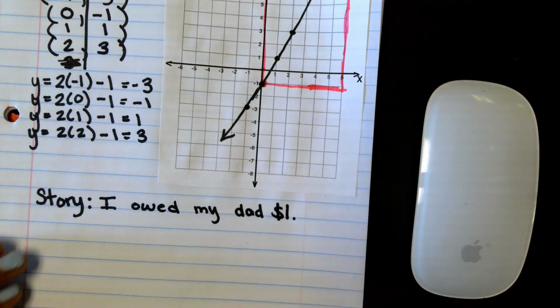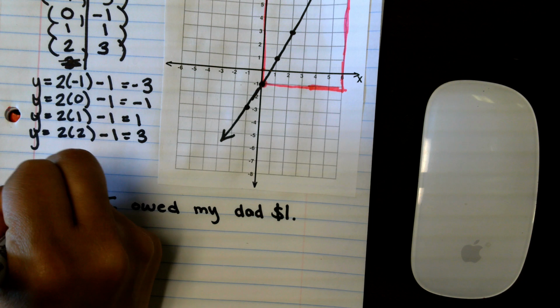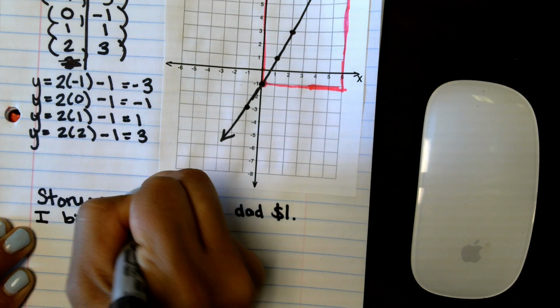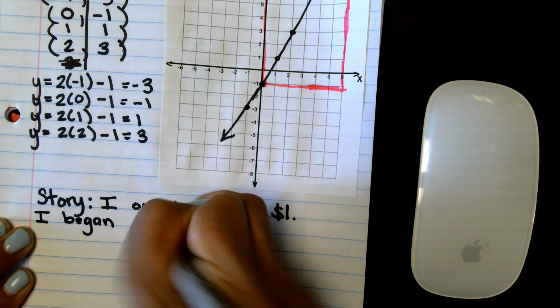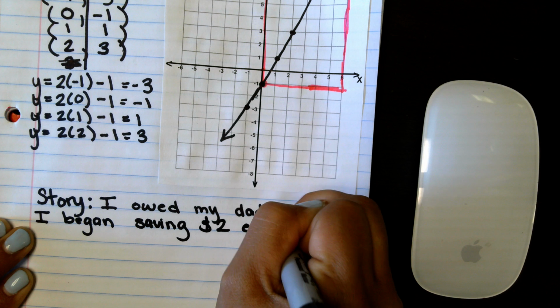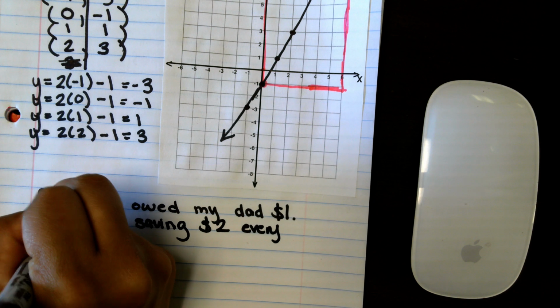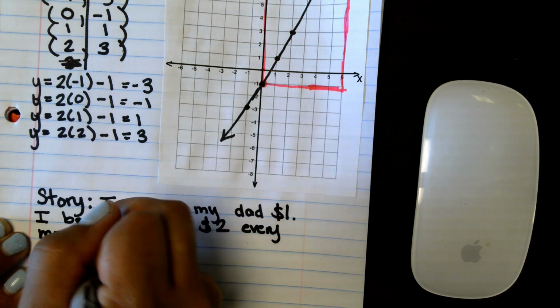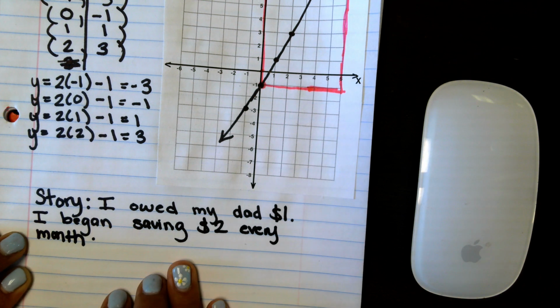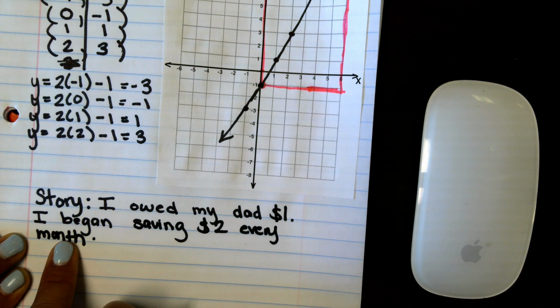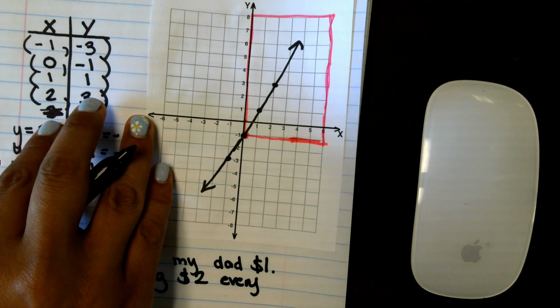So what happens here? Well, I began saving $2 every month. This is fine. This is a story. It gives a situation that matches the table and the graph.